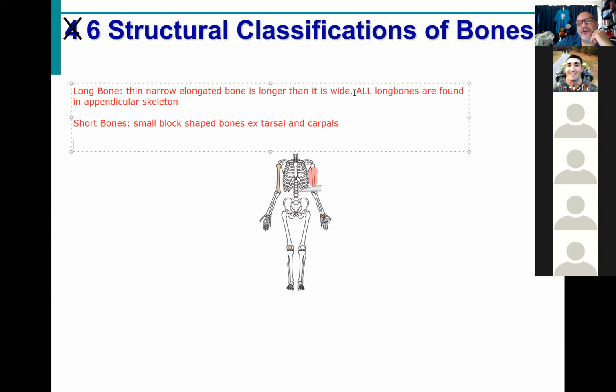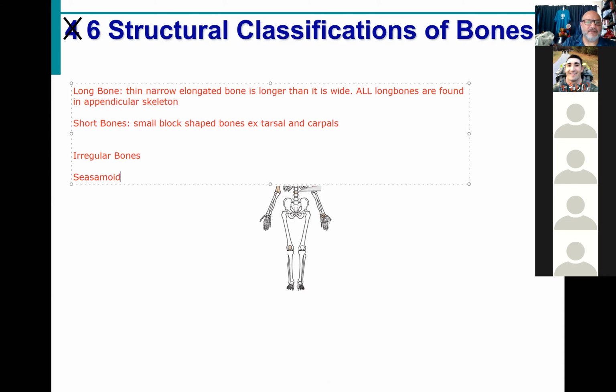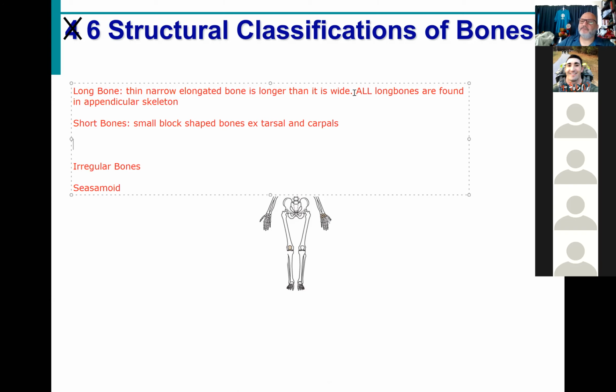Irregular? Not a bad guess, although that is one of our classifications. What's another one? Sesamoid? There you go. That's the one for the patella. Perfect. Sesamoid. Excellent. We need two more. What are the other ones? Flat. Flat. Excellent. Perfect.